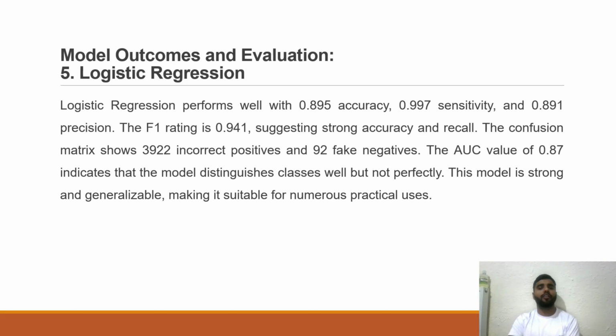The fifth one is logistic regression. Logistic regression performs well with 0.895 accuracy, 0.997 sensitivity, and 0.891 precision. The F1 rating is 0.941, suggesting strong precision and recall. The confusion matrix shows 3922 false positives and 92 false negatives. So this model is strong and generalizable, making it suitable for numerous practical uses.